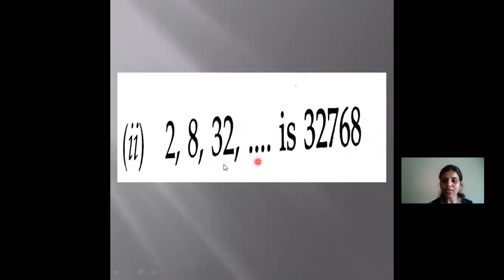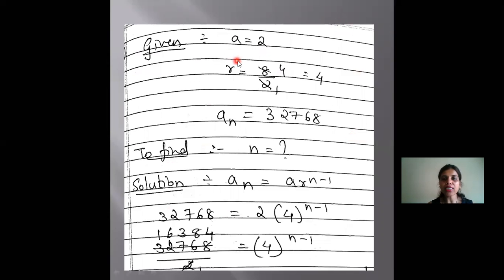In the next question, it is said 2, 8, 32, up to 32768. That means the first term, ratio, and the last term. Again, we know this. It is similar to the previous sum. So we write the given thing. A is equal to 2, R is equal to 8 upon 2, that is equal to 4, and An is 32768. Now we want to find the value of n. So solution, An is equal to A into R raised to n minus 1. Substitute the value, 32768 is equal to 2 into bracket 4 raised to n minus 1.